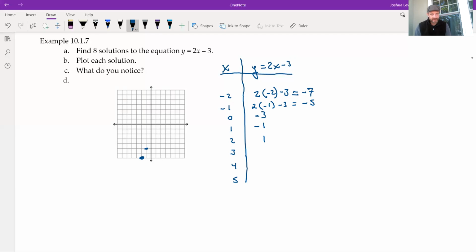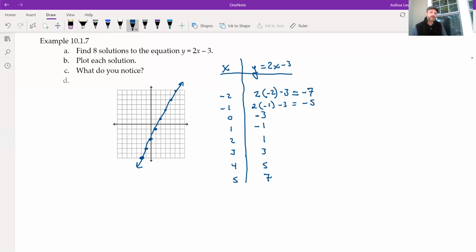When I plug 3 in here, I get 3. When I plug 4 in, I get 5. And when I plug 5 in, I get 7. So (0, -3), (1, -1), (2, 1), (3, 3), (4, 5), and (5, 7). Okay? And what I want you to notice is that when you connect these, they all sit on the same line.